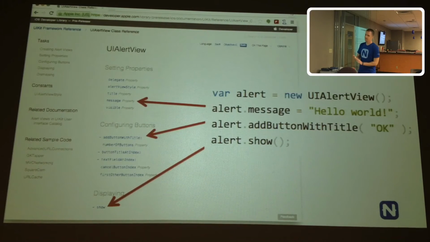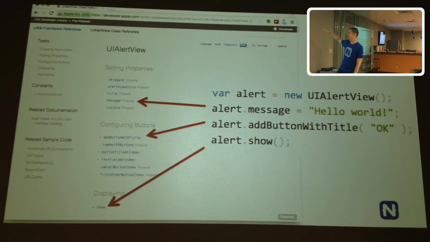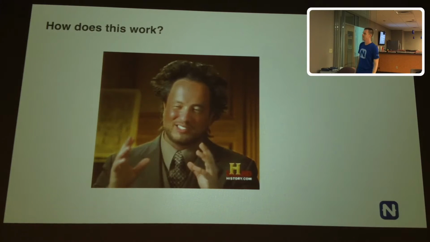So here's a screenshot from Apple's developer reference, and you can see the UIAlertView exists there. Well, it exists in NativeScript too. So there's a note in here that says, in case you didn't believe me that I was lying to you, well, there's some proof. I think that's cool, but I'm easily excitable.